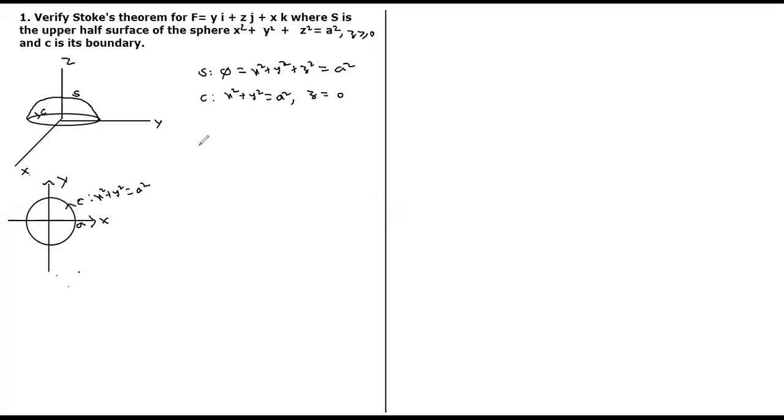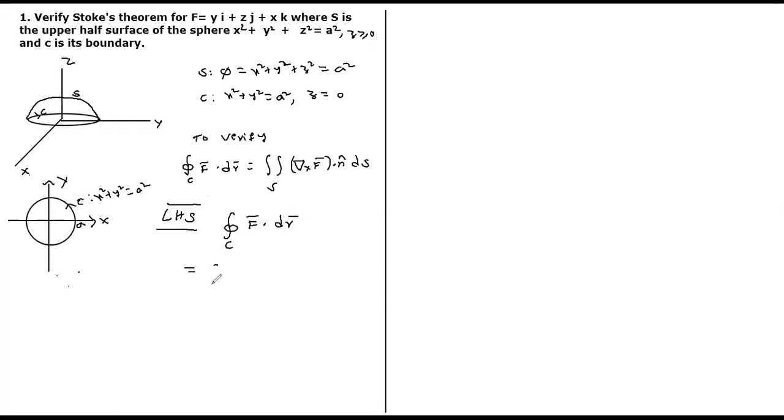Verification of Stokes theorem involves, to verify, integral over C f bar dot dr bar is equal to surface integral over S curl f bar dot n bar. So first we'll find out the line integral, and later we'll compute the surface integral. We'll show that both are equal. So what is LHS? LHS is integral over C f bar dot dr bar.